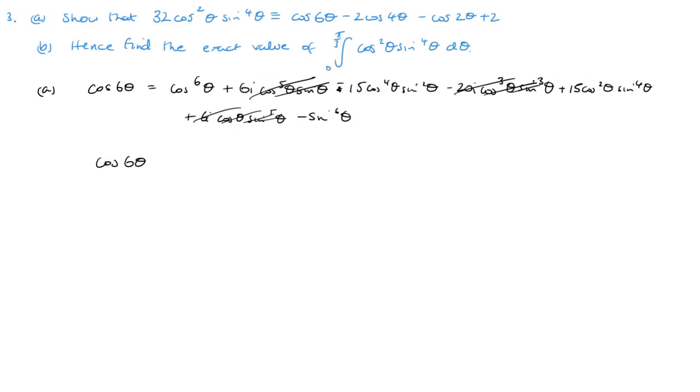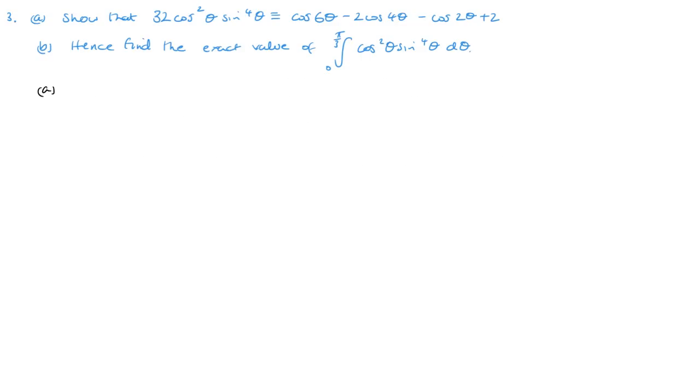So basically your cos 6 theta is cos to the power 6 theta minus 15 cos to the 4 theta sine squared theta plus 15 cos squared theta sine to the 4 theta minus sine to the power 6 theta. And then you do the same for cos 4 theta and cos 2 theta. But like I said, I think there's a quicker way of doing it. So let's get rid of this and let me show you.